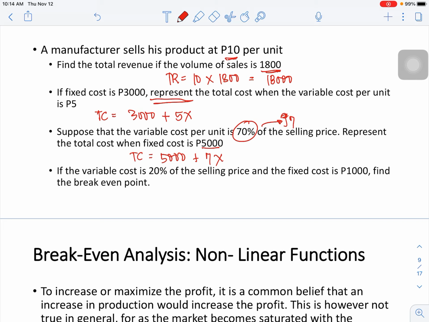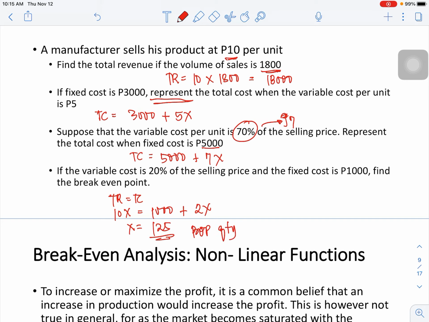Next, if the variable cost is 20% of the selling price and the fixed cost is 1,000, find the break-even point. So TR is equal to TC. What is our TR? 10x is equal to our TC, which is the fixed cost of 1,000 plus 20% of 10, which is 2, so that will be 2x. So what is our x? We have 125. So this is our BEP, or break-even point quantity.